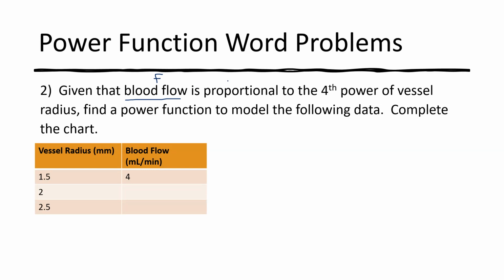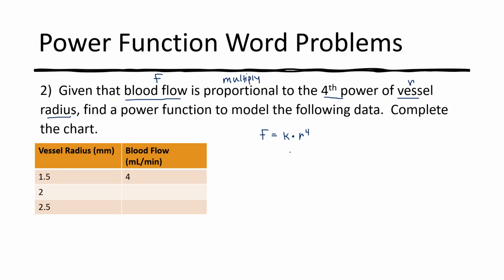Proportional, I know that is the idea of multiply. And it's to the fourth power. I know that I'm going to need that. It's a power function of vessel radius, so that is my second variable, and I'm going to use R for that. So writing this out, I have blood flow is equal to some constant that I don't know. You can use C or K for constant. Either one works just perfect. Times the vessel radius, which we said we're going to use R, to the fourth power.